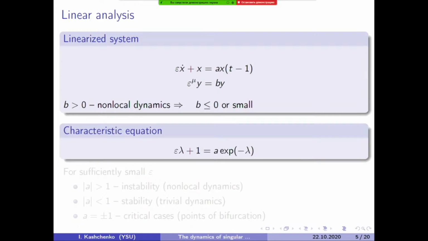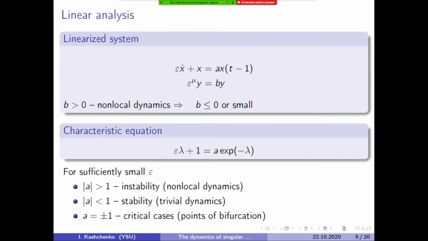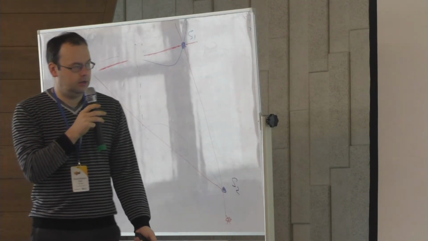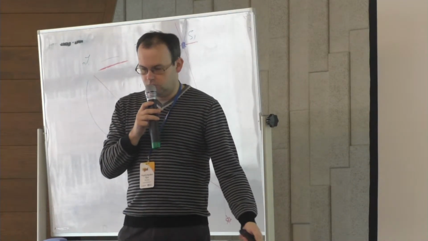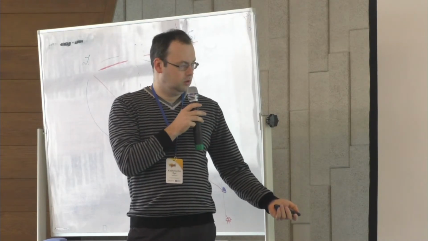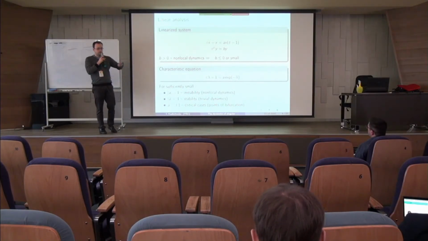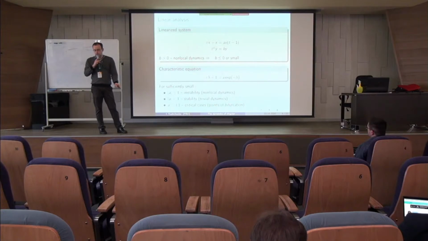To study the first equation, we need the so-called characteristic equation. From this equation, we need to know how its roots are located with respect to the imaginary axis. And here is the result. If the absolute value of a is more than 1, then there exists a root with positive real part. So there is a solution x of t that tends to infinity, and the problem again becomes non-local, the equilibrium unstable.